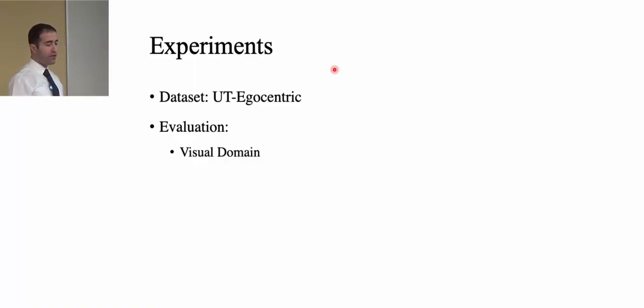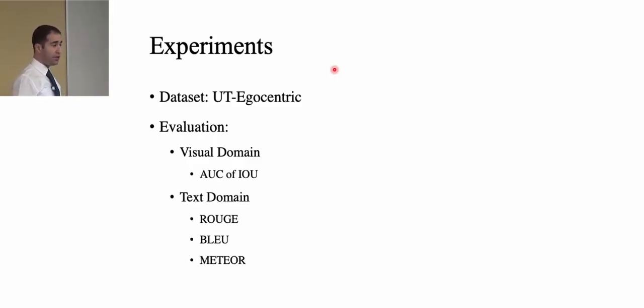We evaluate our model both in visual domain using the area under the curve metric that we introduced in previous chapter, and also in the text domain using Rouge, Bleu, and Meteor. These are the most commonly used metrics in natural language processing.